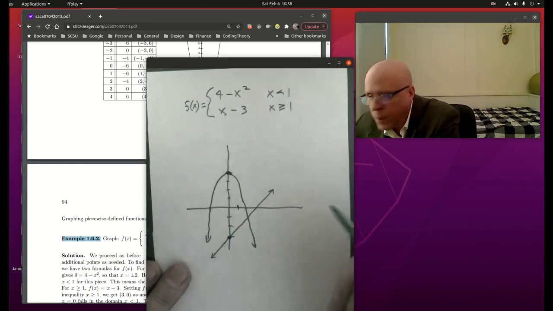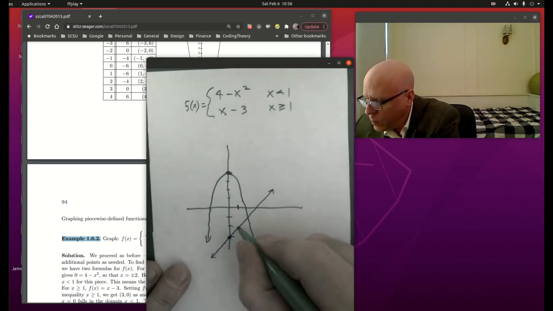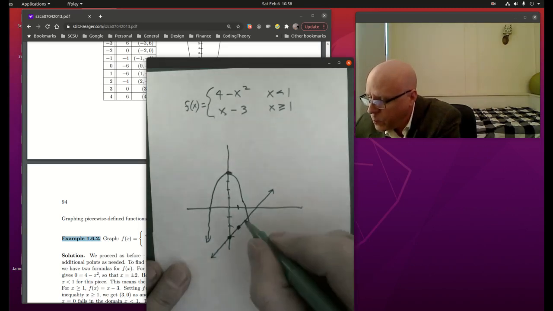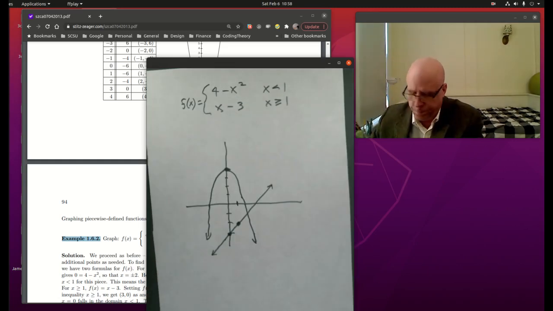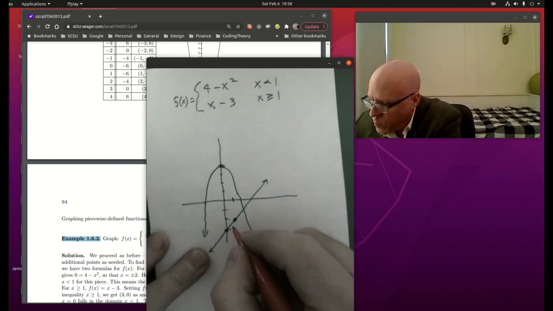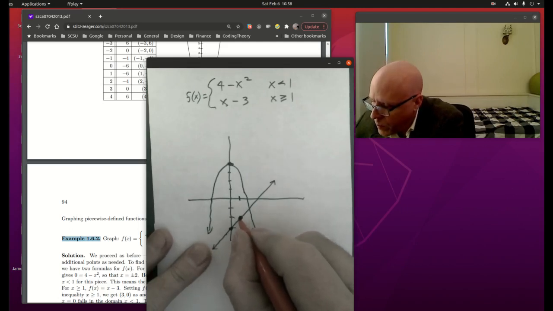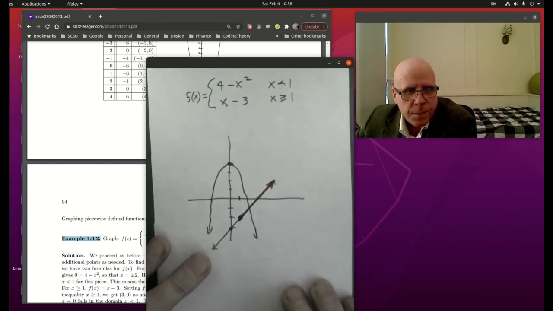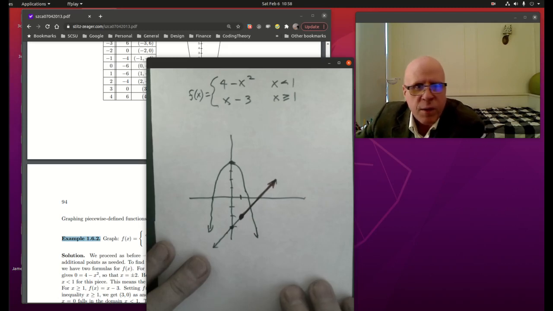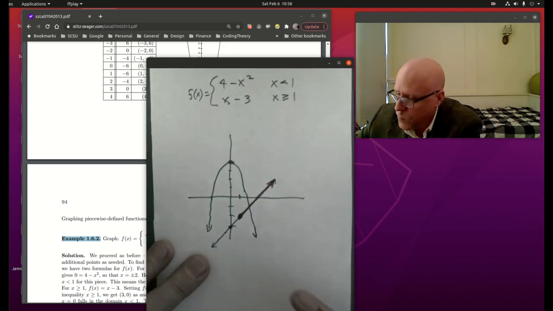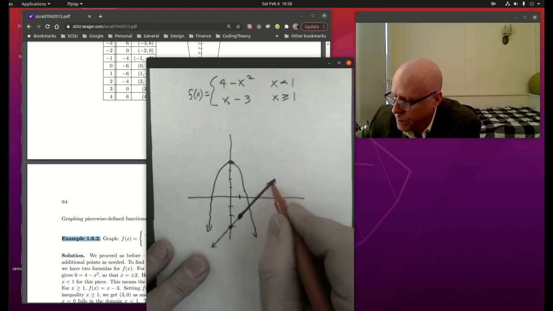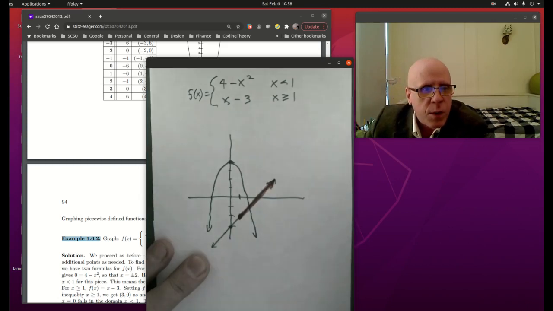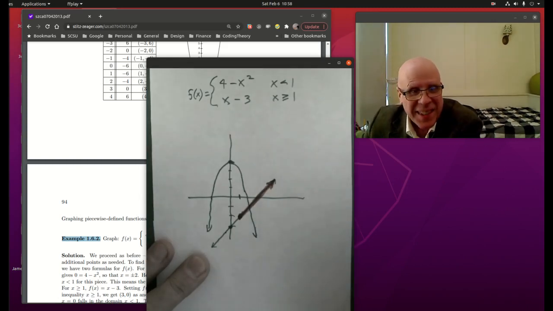x equals 1 is about right there. So the part of this line that we're supposed to be on is from here to the right. I'm going to make it nice and bold and red so we can see it nicely. Actually, the color doesn't seem to come out very well through this webcam, but trust me, that's red. Does it work better if I'm a little bit larger? Not really. Okay, that's fine.